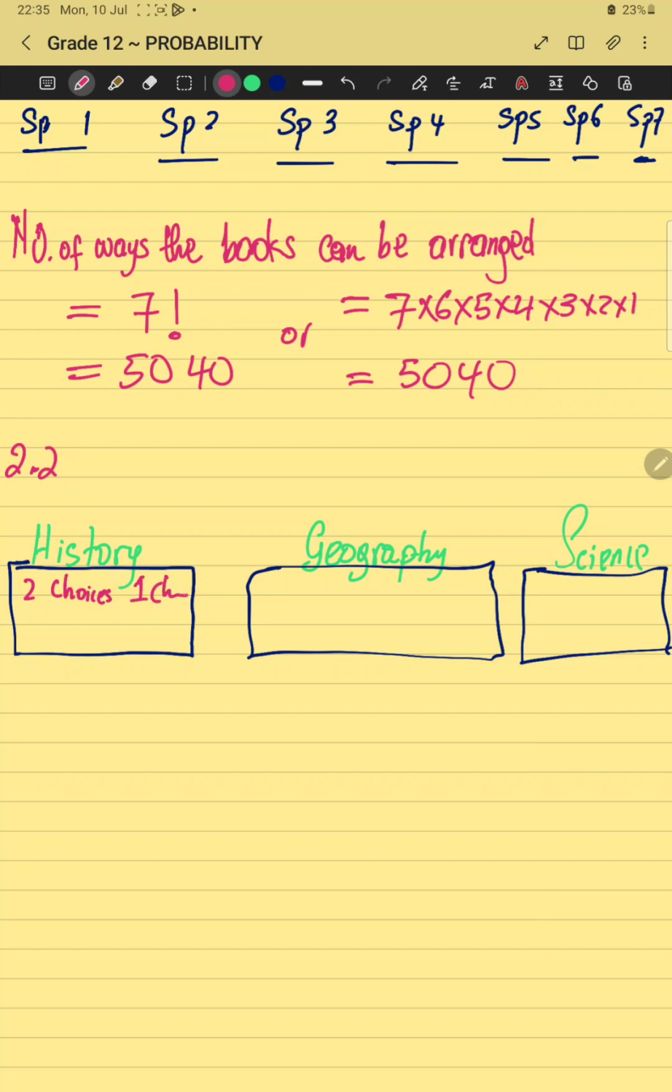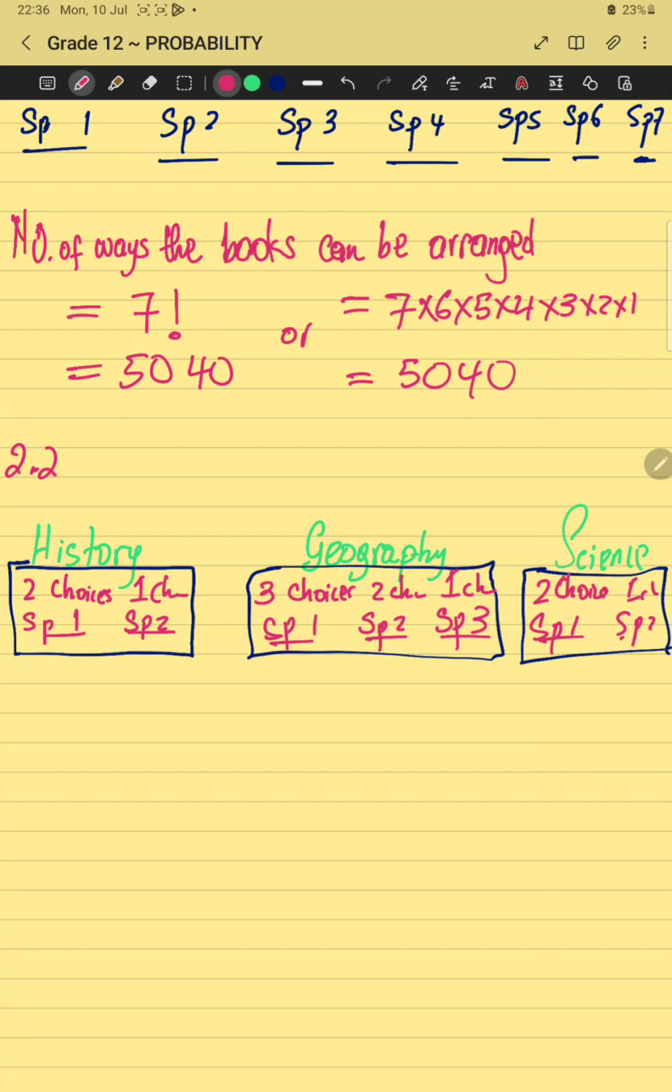So here it's going to be space 1 and space 2. Same for geography, we've got 3, so it must be 3 choices, 2 choices, and 1 choice. So we've got space 1, space 2, and space 3. And here we've got 2, so that means there are 2 choices and 1 choice, space 1, space 2. Okay, so this is what we have here.